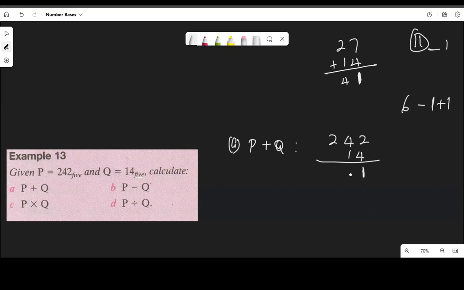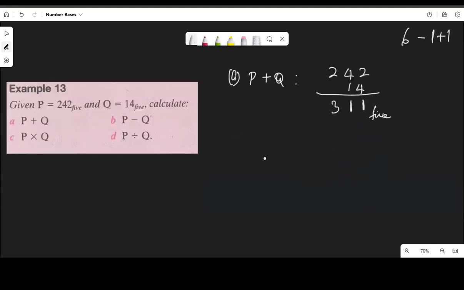Again, I cannot write 6 there. Within that 6, how many 5 can I get? 1, remainder 1. I write the one that remains. Take the one bundle of 5 to the next column. Add it here, that gives me 3. So P plus Q is 311 in base 5. Okay? We'll move on to the second one, B, which is P minus Q.